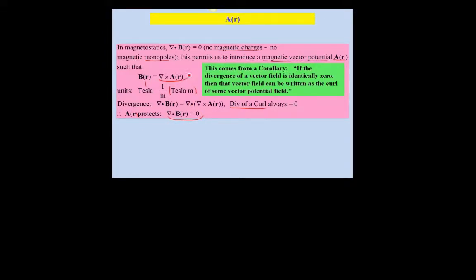This condition here, where we can have B generated from a vector potential, is actually a corollary of the Helmholtz relations. So if the divergence of a vector field is identically 0, which it is, then that vector field can be written as the curl of some vector potential field, and that's what we call A. That the curl of a gradient is equal to 0.